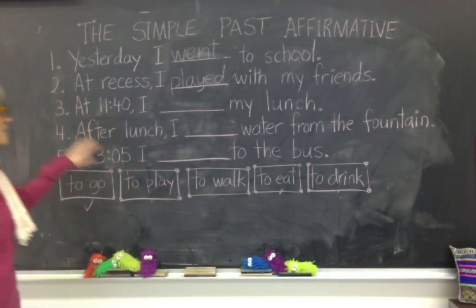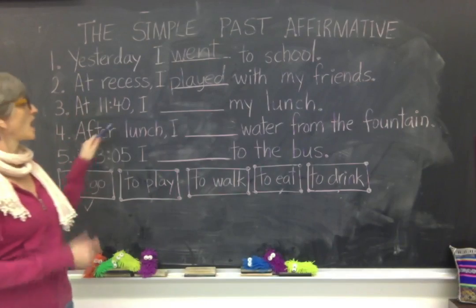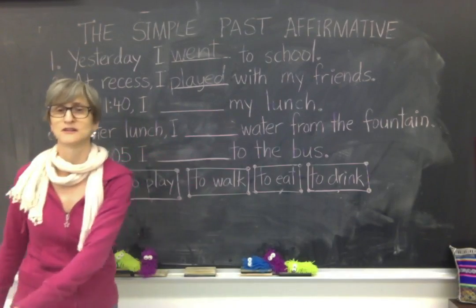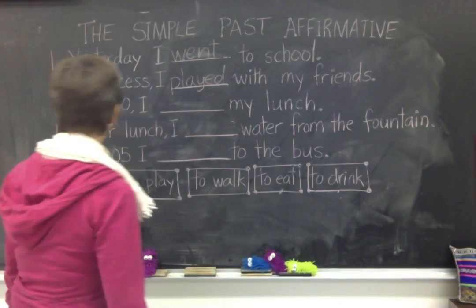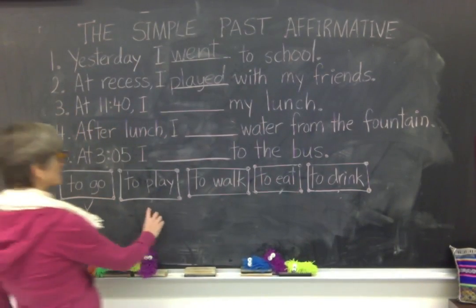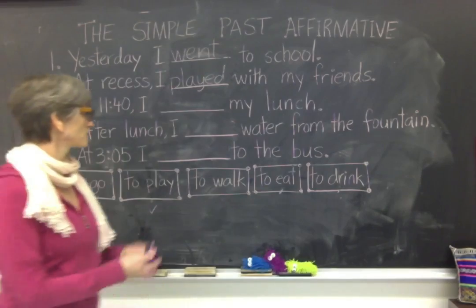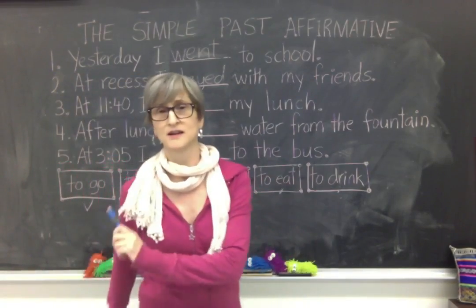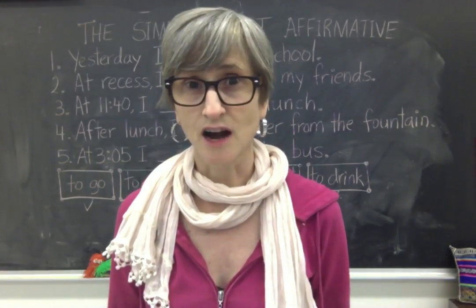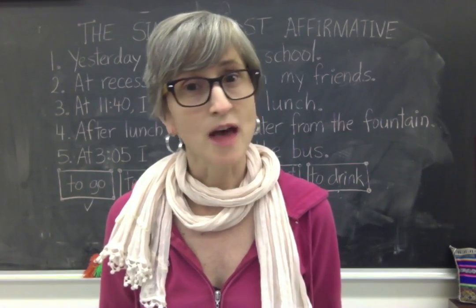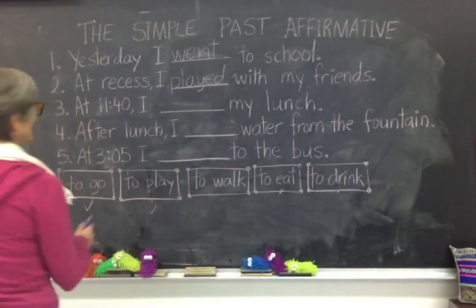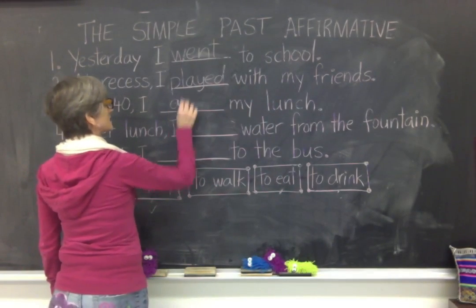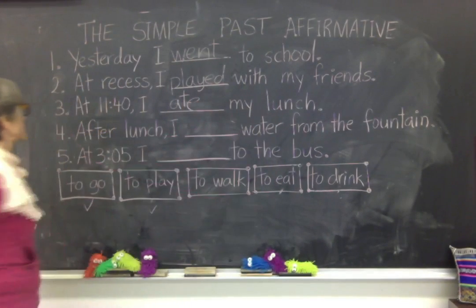Let's look at number 3. At 11:40, I blank my lunch. What do you do with your lunch? Let's look at the choices. I have to check this one off. The only 3 left are to walk, to eat, and to drink. I think that we eat our lunch, right? So that becomes I ate. In the past tense, it becomes I ate. At 11:40, I ate my lunch.